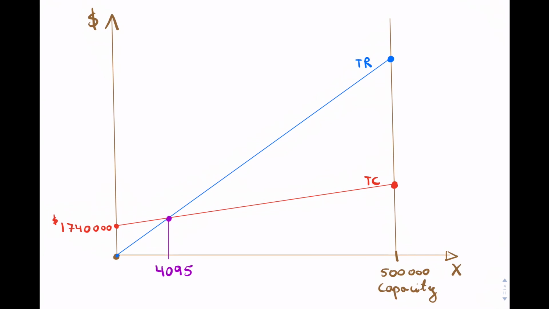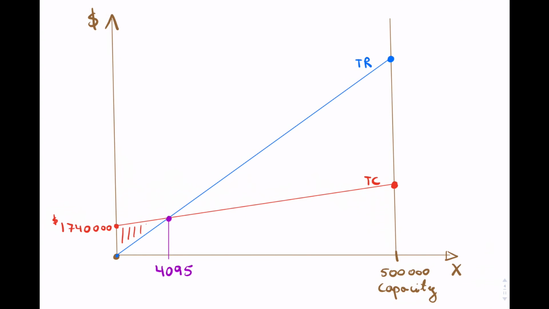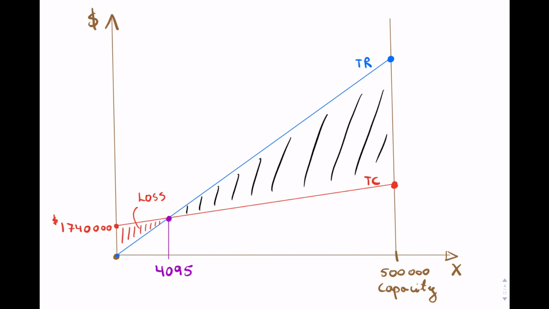So now we have our chart. And so here, that's a loss. And all of this would be a profit, the difference between the total revenue and total cost. And that's it for this example.